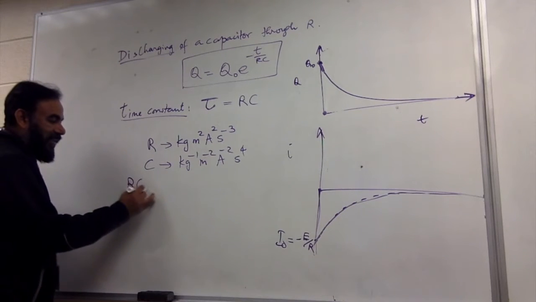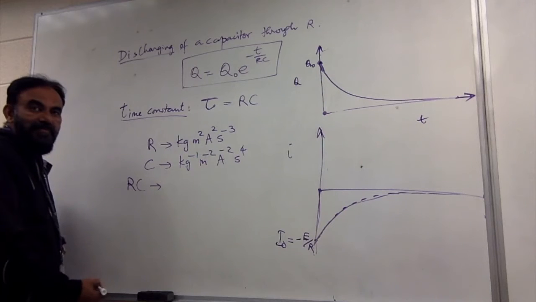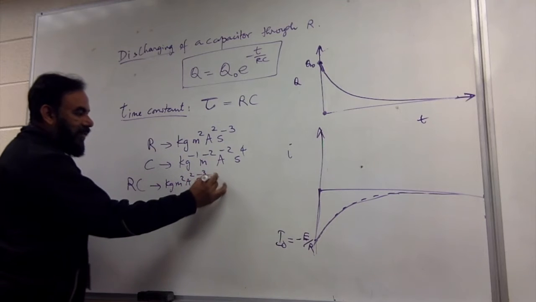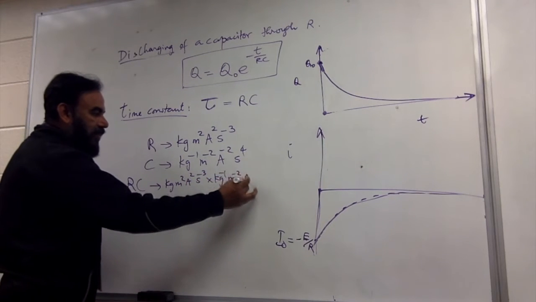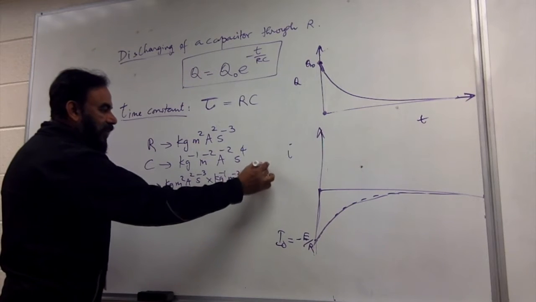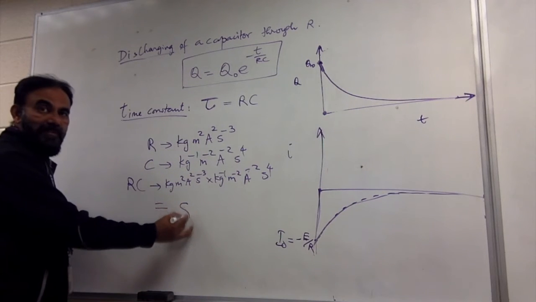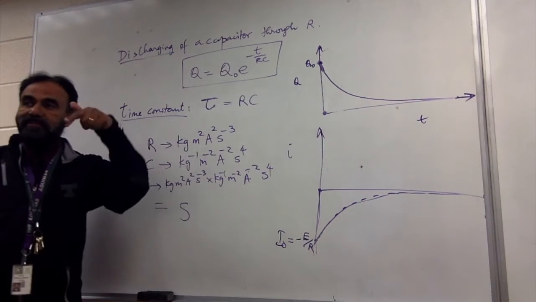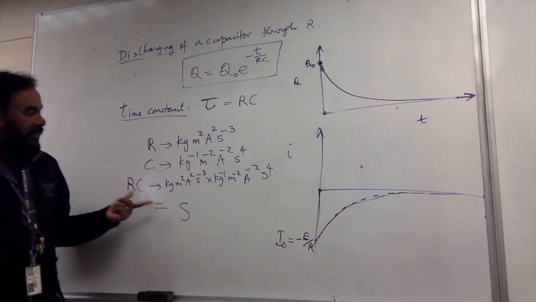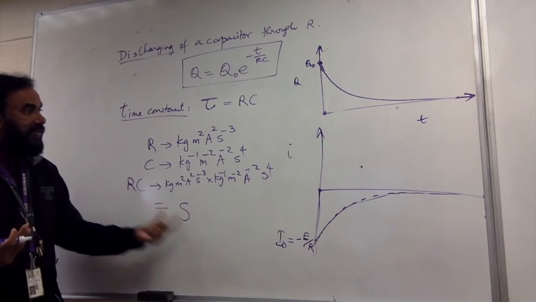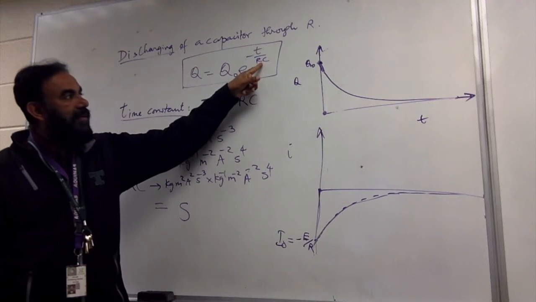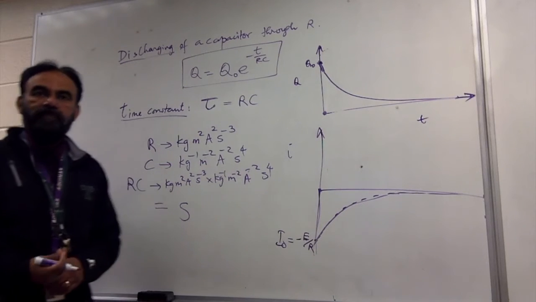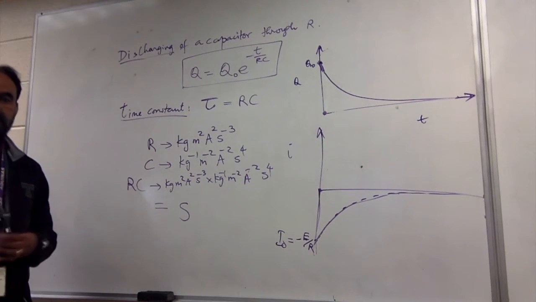So what is RC then? It's the product of these two. So it's kilogram meter squared ampere to the minus 2 second to the power of minus 3, times kilogram to the power minus 1, meter to the power minus 2, ampere squared and seconds to the power of 4, and that is going to be what? Seconds. Magic. That's why I gave you those things earlier, so that I'll get back to it. So what is the product of RC supposed to be in? Seconds. That's why you see time here and RC here. So basically the product of resistance and capacitance will give you time.